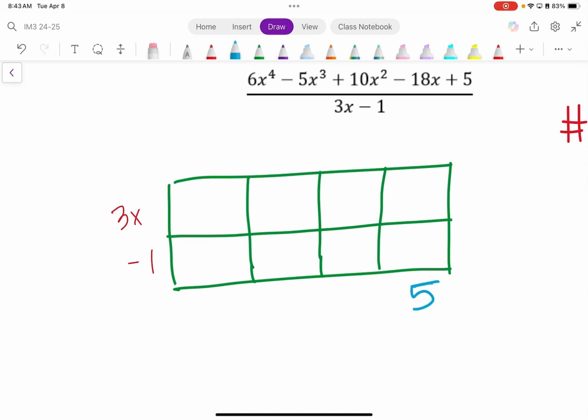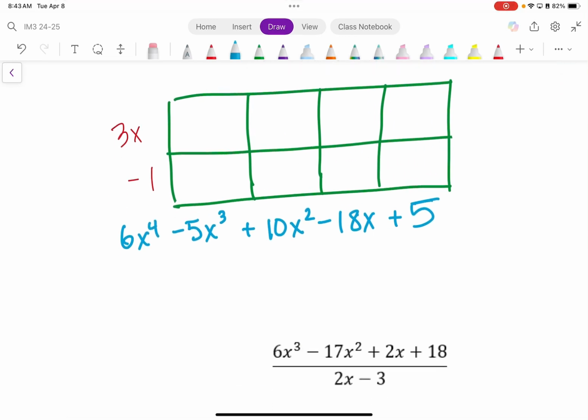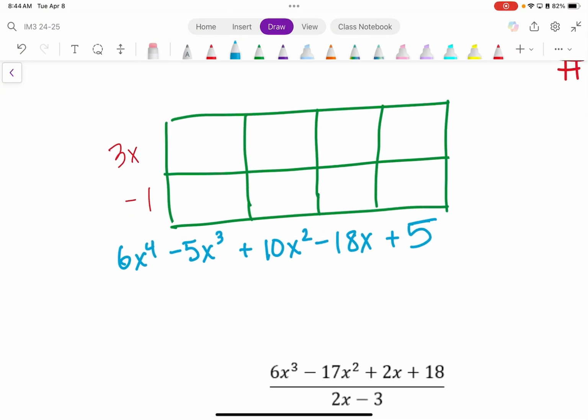So we'll start with the 5. The next term is an 18x. The next term after that is 10x squared. Then we have a 5x to the third. And then we have 6x to the fourth. Now, if you notice, 6x to the fourth is not underneath a column. Your first term will never be underneath a column. Okay? I'll say that again. Your first term, your leading term, is not going to be underneath a column. Okay, so now that we have this set up, we can go ahead and start solving it.